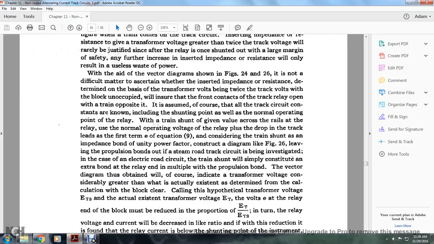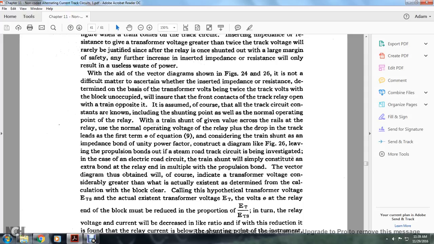With the aid of the vector diagram shown in figures 24 and 26, it is not a difficult matter to determine whether the inserted impedance or resistance at the base of the transformer, the volts being twice the track volts with the block unoccupied, will ensure the front contact of the track relay opens with the train opposite it.